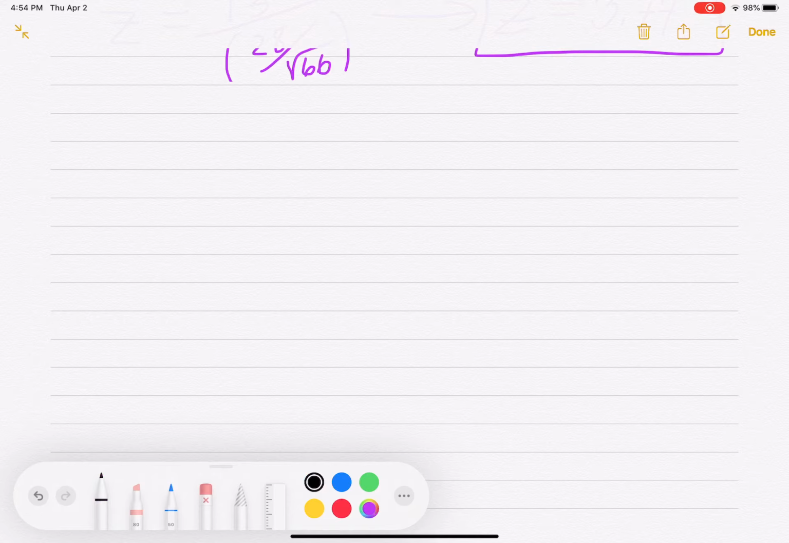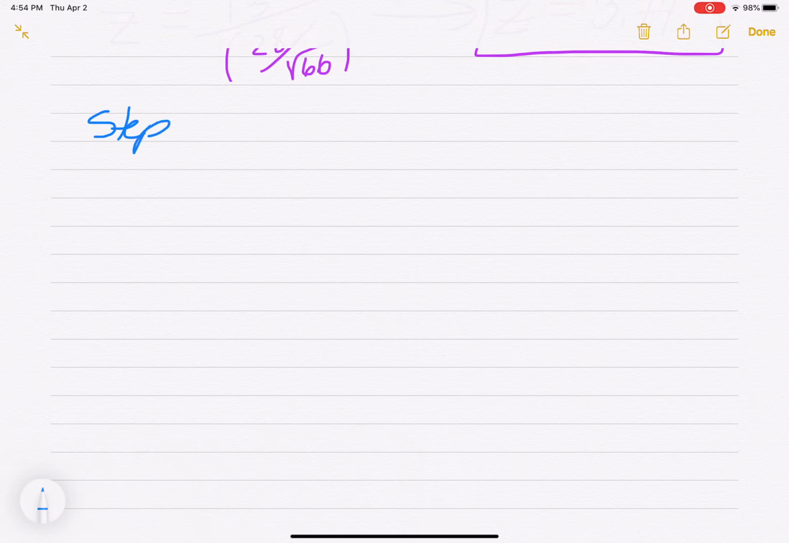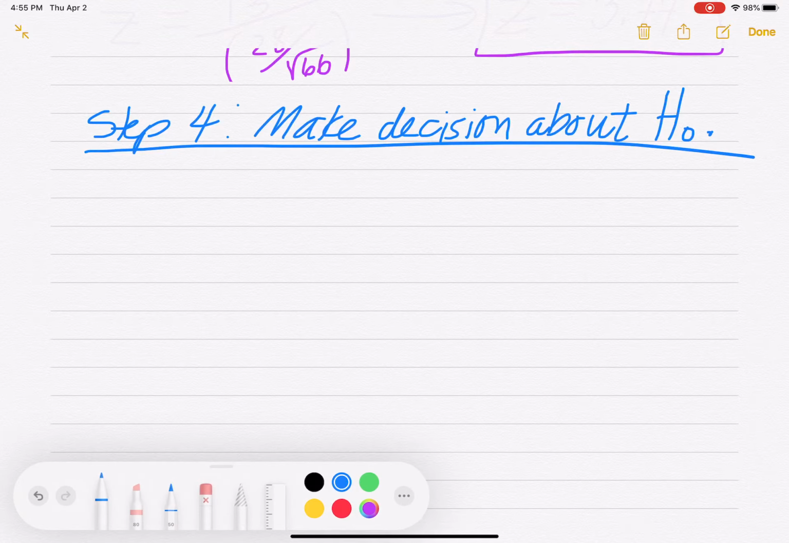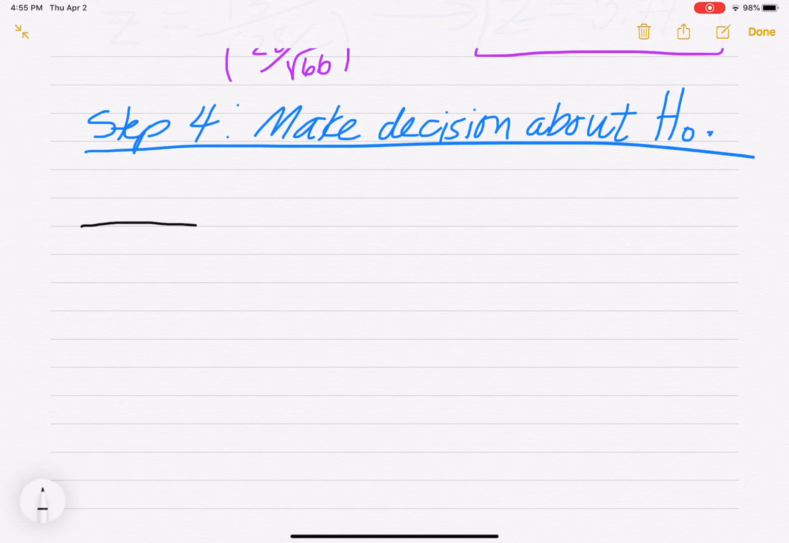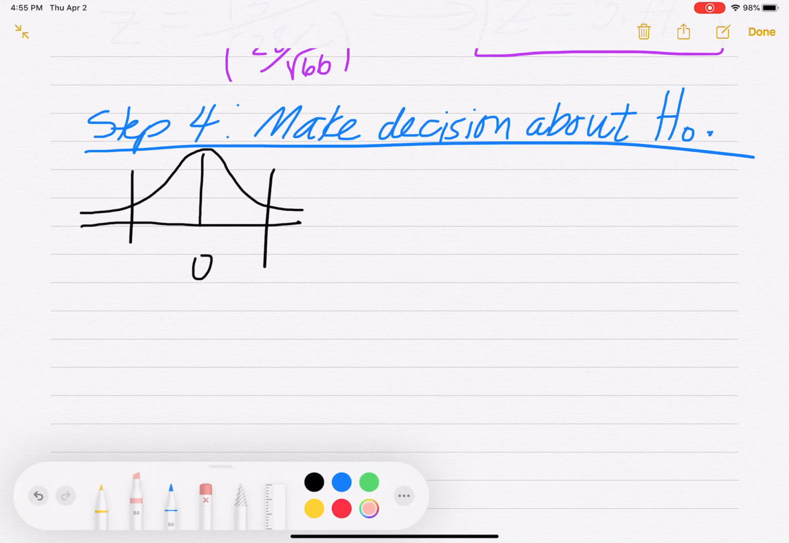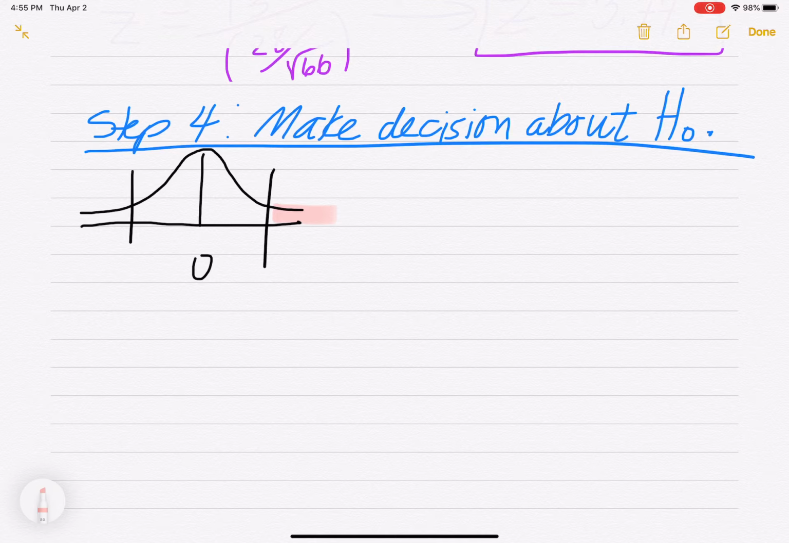So what color are we using next? We'll use blue. Step 4, we have to make a decision about H0. H0 is called the null hypothesis. So I'm going to draw a little picture here of my Z distribution. That's what we've been working with. Got 0 in the center. I got 2 tails, right? Got a right tail, I got a left tail.